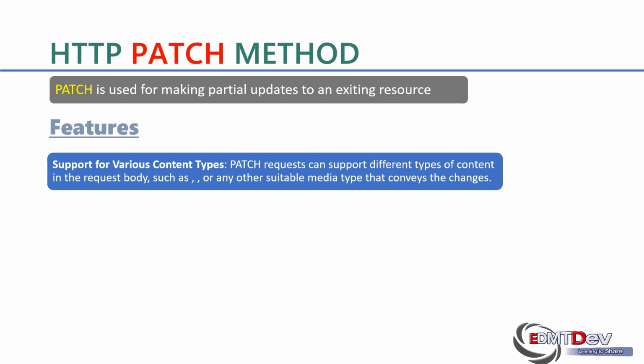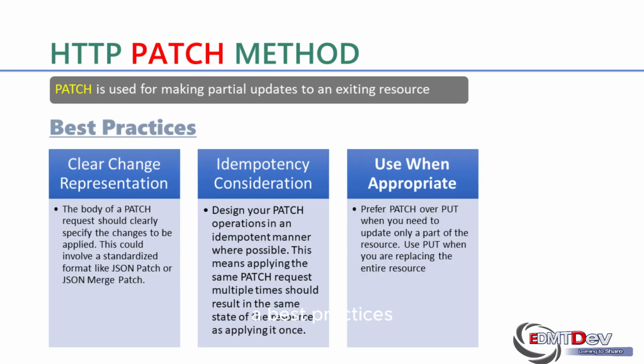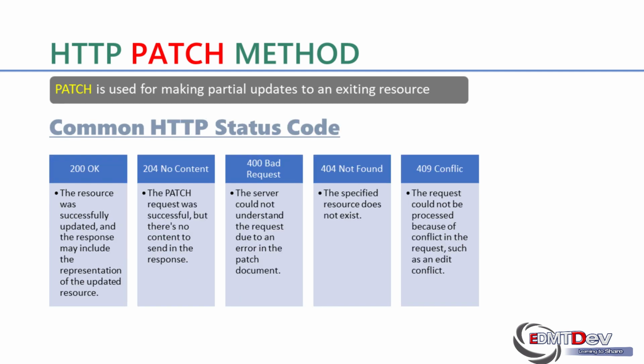The PATCH method is designed for making partial updates to resources on a server, offering a more efficient and flexible way to modify data. PATCH is particularly useful in scenarios requiring minimal data transmission and precise control over the modifications of resource states. Best practices when using the PATCH method. Here are some HTTP status codes commonly used with the PATCH method.